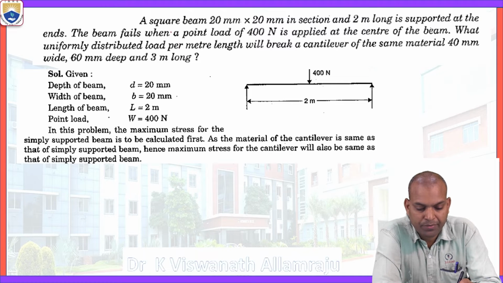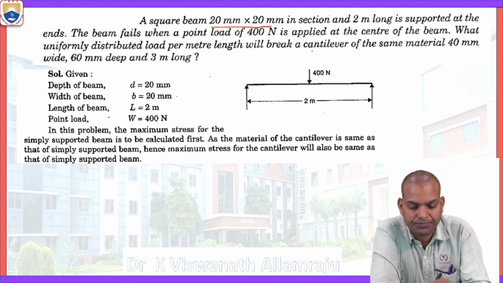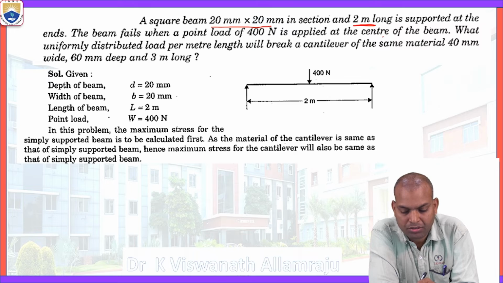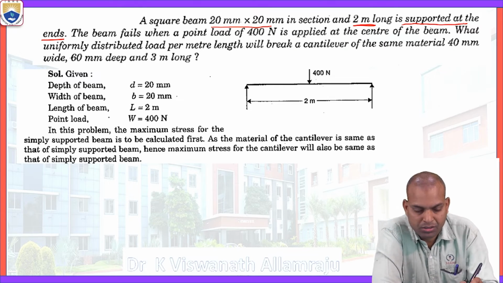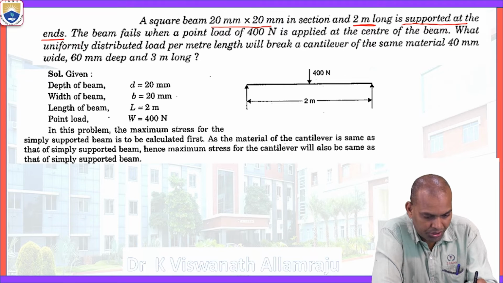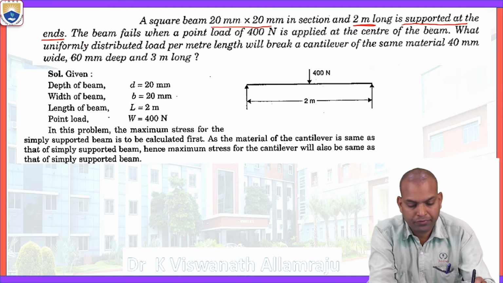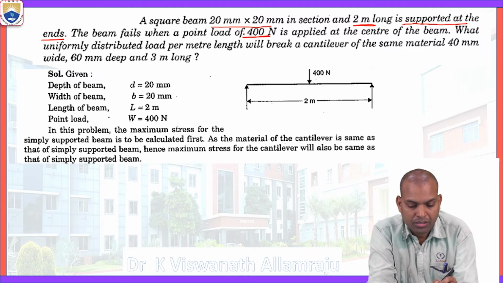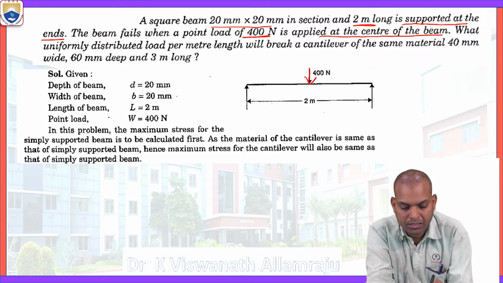Here it is a square beam of 20 millimeters by 20 millimeters in section. This is the section of the beam, and the span of the beam is 2 meters long, supported at the ends. Supported at the ends means it is simply supported. Next, the beam is going to fail when a point load of 400 newtons is applied at the center of the beam.